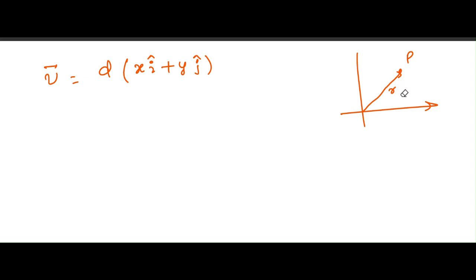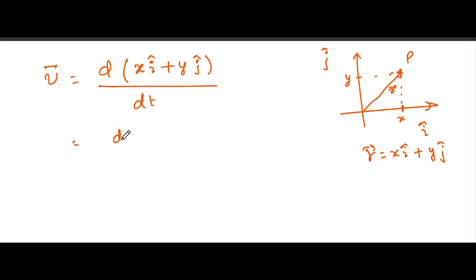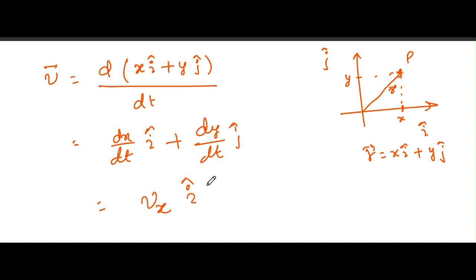So let's say this is vector r, and this component is x and this component is, let's say, y. So we can write the unit vector along this axis as i cap, and here the unit vector along this axis is j cap. We can write vector r equals x i cap plus y j cap. So we are using the same thing here, and then d by dt, and we can write dx by dt i cap plus dy by dt j cap, and then we can write vx. This is the component of instantaneous velocity along x-axis, and this is the component of instantaneous velocity along y-axis.